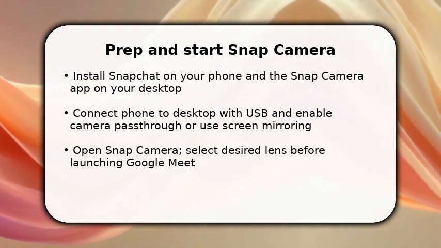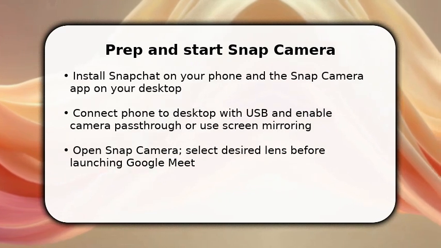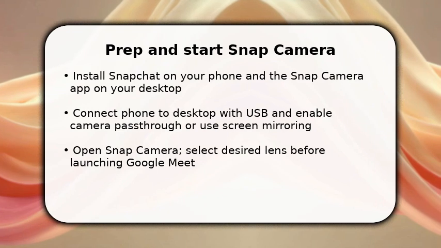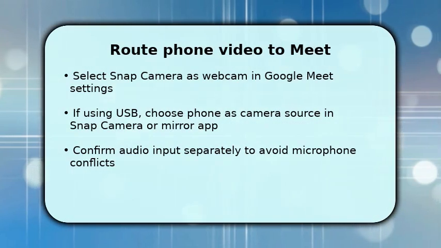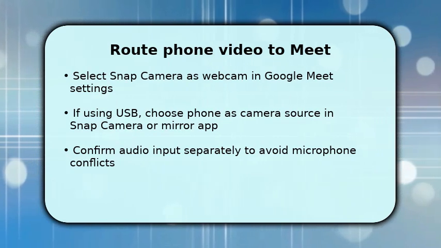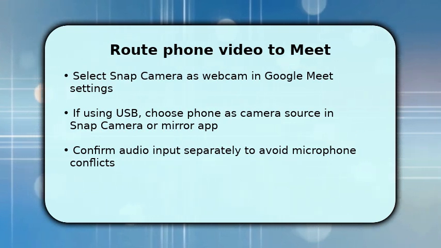You do this now so Google Meet will use Snap Camera as the video source. This prevents switching mid-meeting and keeps your filter applied. Now you route the phone's filtered video into Google Meet. Open a Meet and go to Settings, then Video. Pick Snap Camera as the camera source so the lens output appears to others.